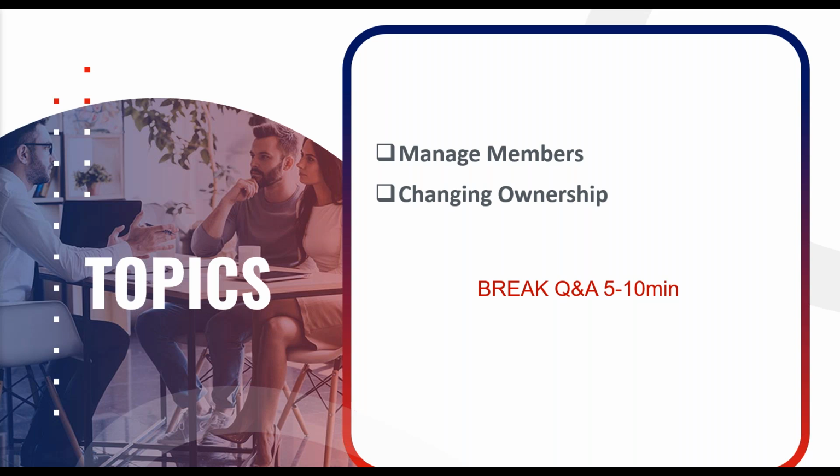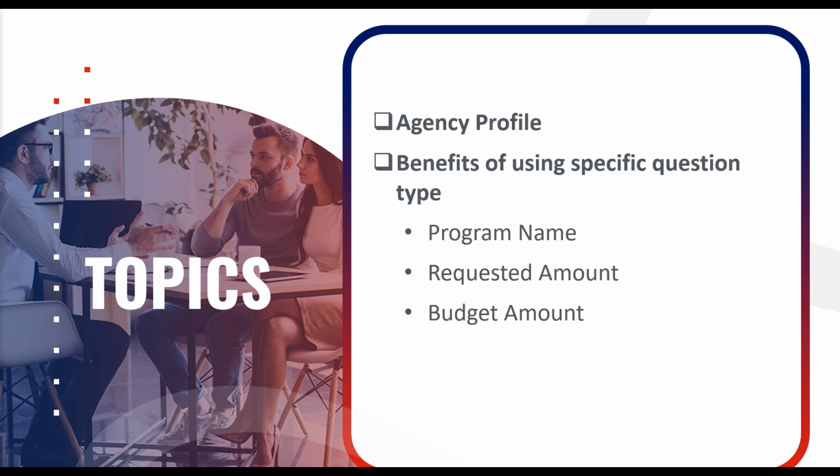Then we'll take a quick break. Once we take that break, Maureen will answer the questions that you have given her. And then after that break, we'll continue on with the agency profile. We'll talk about what that is, and then the benefits of using some of the specific question types like the program name, requested amount, and budget amount. How do you get those to show in your award screen? We'll talk about those as well.